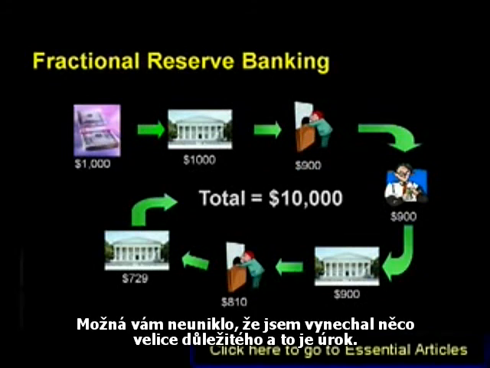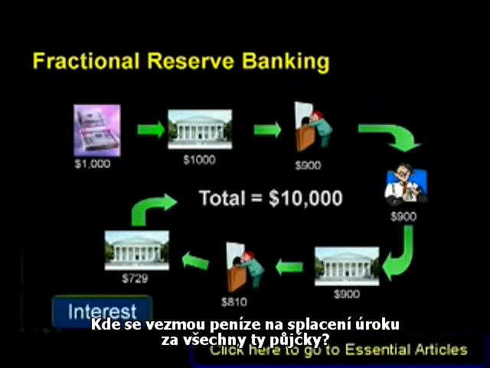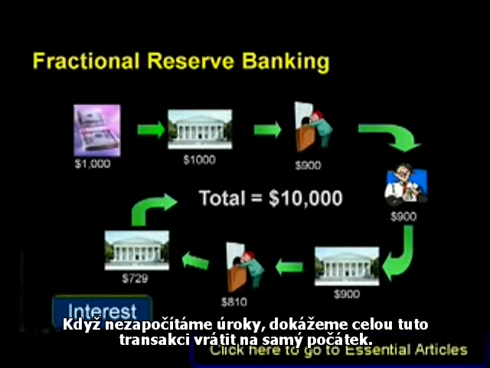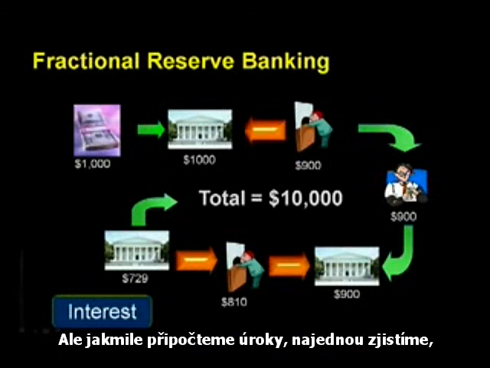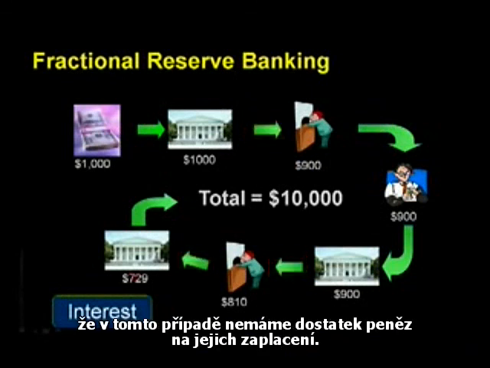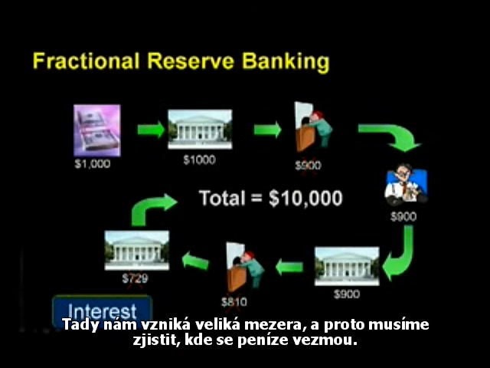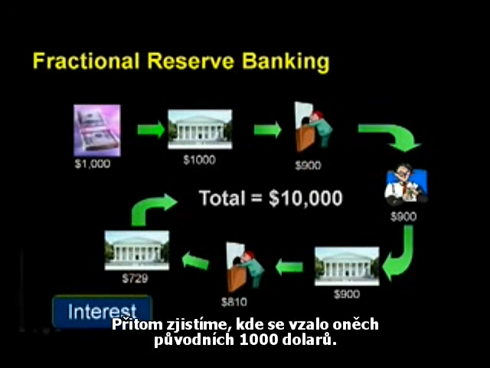You may have noticed that I left out something very important here, and that is interest. Where does the money come from to pay the interest on all the loans? If all the loans are paid back without interest, we can undo this entire string of transactions in this example. But when we factor in interest, we'd suddenly discover that there isn't enough money here in this example to pay back all the loans. Clearly, that's a big hole in the story, and so we'll need to find out where that comes from. In doing so, we'll also clear up the mystery of where the original $1,000 came from.